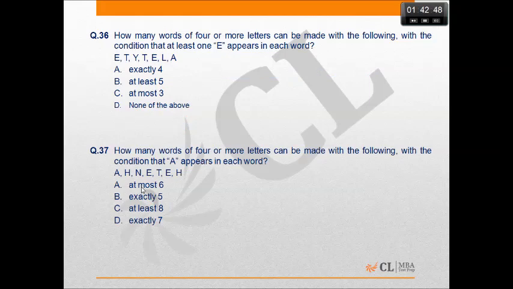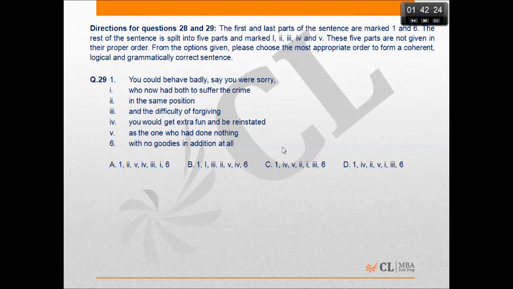How many words of 4 or more letters can be made with the following, with the condition that at least one E appears in each word? Question 36 I will come back to later. So 28, 29, 36 and 37. How many? Will I need to make cases? Okay. So let me just go back and do the 4 parajumble questions, the 2 initial ones and then 28, 29.